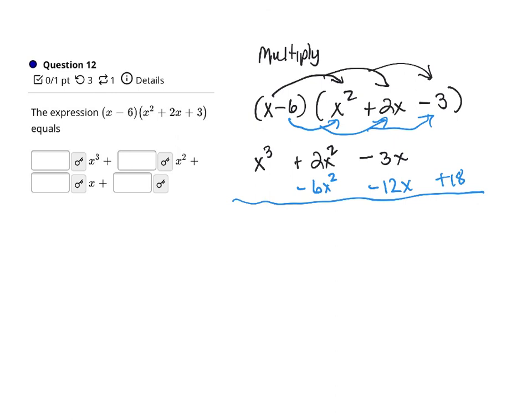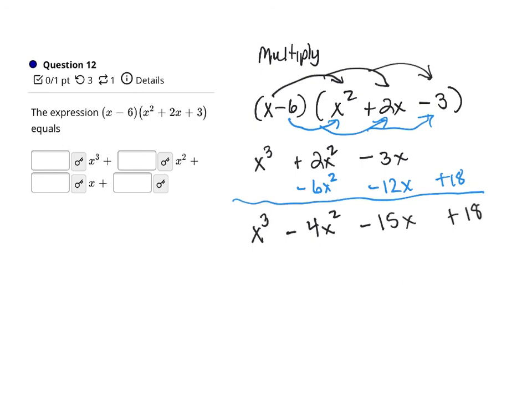So now I'm going to add up the columns. X cubed, nothing goes with that. 2x squared minus 6x squared. Signs are different. Subtract, take the sign of the larger, so that would be negative 4x squared. Negative 3x minus 12x, signs are alike, so we add, take the common sign, so that's negative 15x, and then bring down the plus 18.